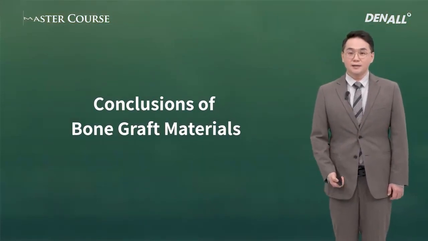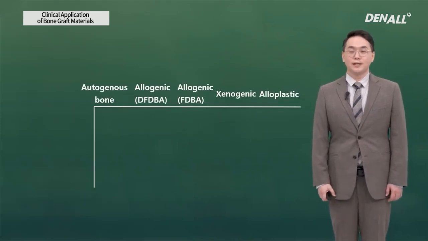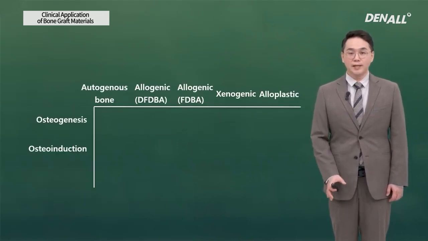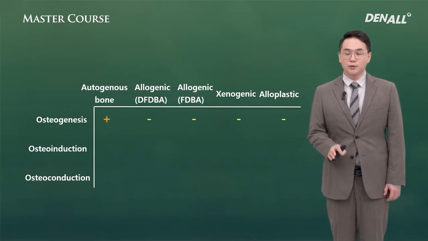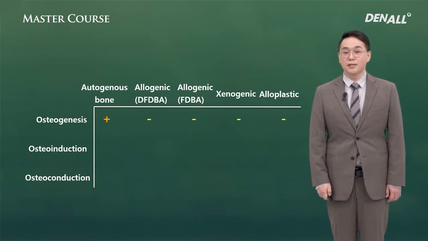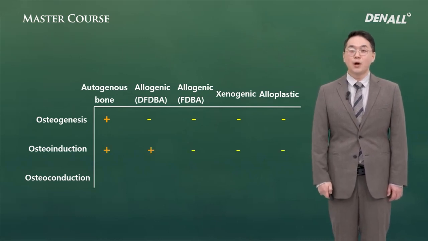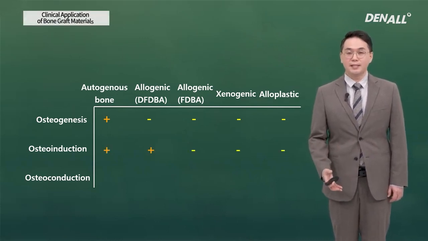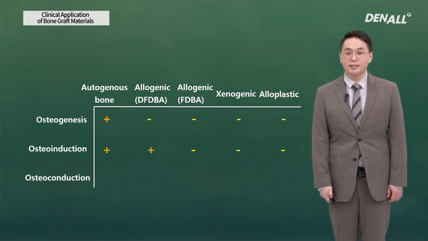Conclusions of bone graft materials. There are three mechanisms of bone regeneration: osteogenesis, osteoinduction, and osteoconduction. Osteogenesis: osteoblasts in the material are grafted, and from the inside of the graft material, bone formation is achieved directly. This is the bone regeneration pattern we can expect from cancellous bone containing autogenous bone graft material, that is, iliac bone graft.